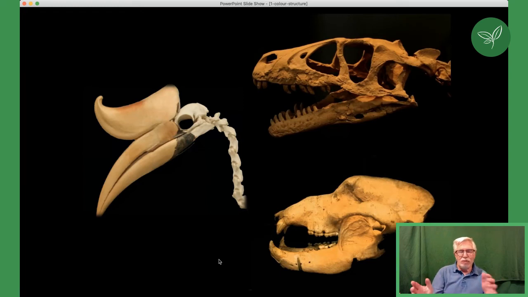So the two animal skulls, not bird skulls, the reptile and the mammal, those two animals obviously are meat eaters because of their sharp teeth. You can also take a look at the lower one, the bear, and you see that it does not have sharp teeth at the back. So those teeth, which are carnassials, are designed for grinding off meat, chewing off meat, but they're also designed for crushing plant material.